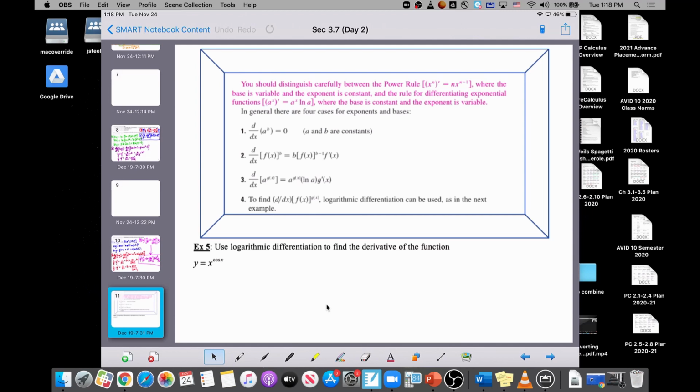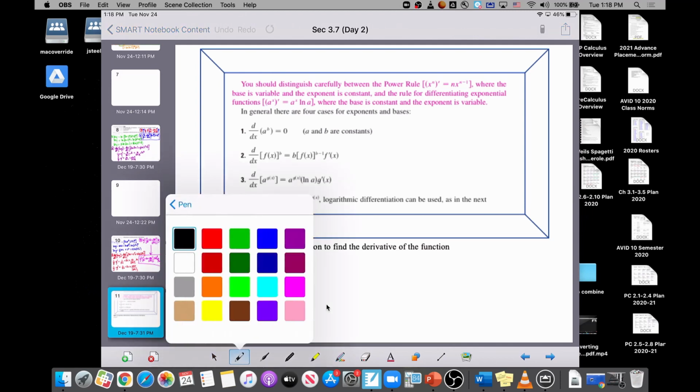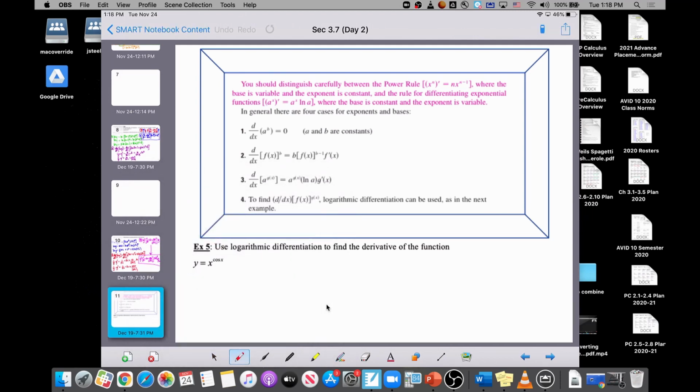Well, the fourth one is something new that we haven't seen before. This is when we're trying to find the derivative of a function raised to a function. And this is an example of where logarithmic differentiation comes in handy. So for our last example, we're going to differentiate a function raised to a function, y equals x to the cosine x power. Just like before, our first step is we're going to take the natural log of both sides of the equal sign.